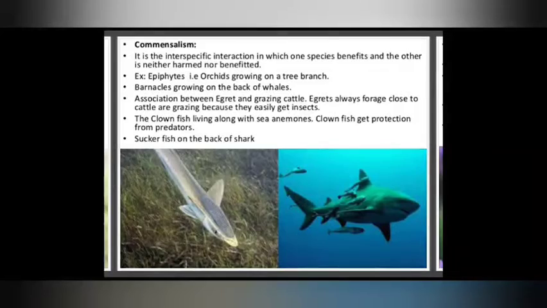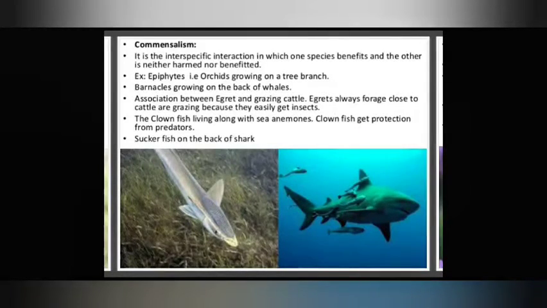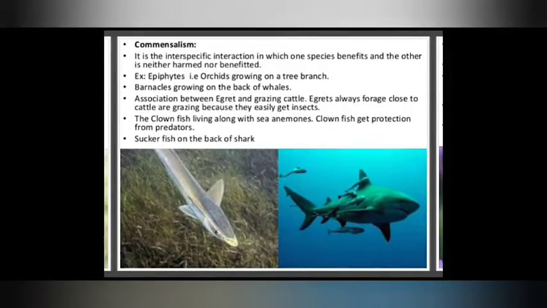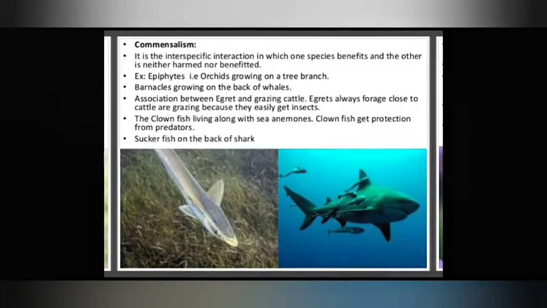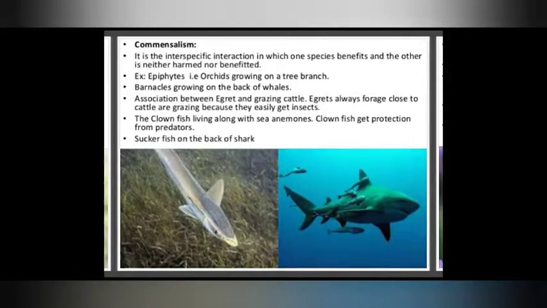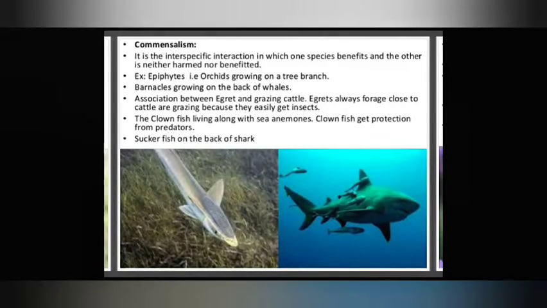Association between egret, a bird, and grazing cattle is also commensalism. Egret always forages close to the cattle where they are grazing because they easily get the insects. The clownfish living along with the sea anemone gets protection from the predator. Likewise, suckerfish on the back of shark. These are very important examples of commensalism.